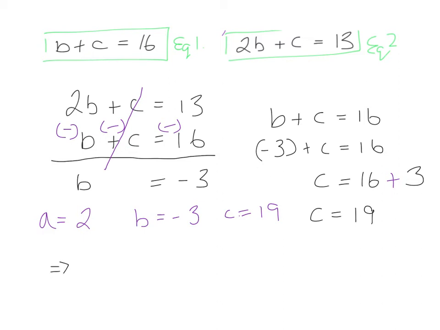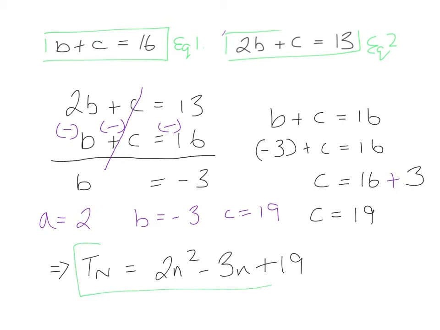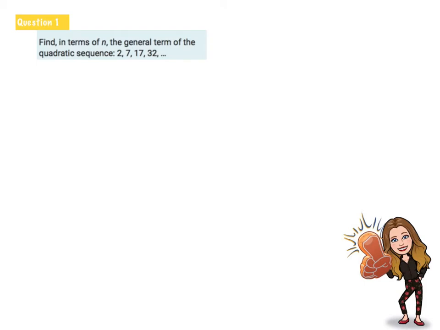So therefore Tn equals 2n squared minus 3n plus 19. And that's the equation fully solved. Now what I want you guys to do is to try this question again based on the example I've just gone through with you there, and hopefully you'll be able to get the answer this time round.